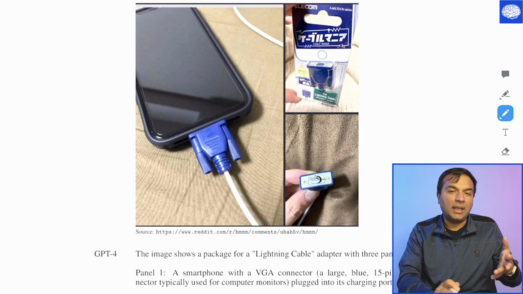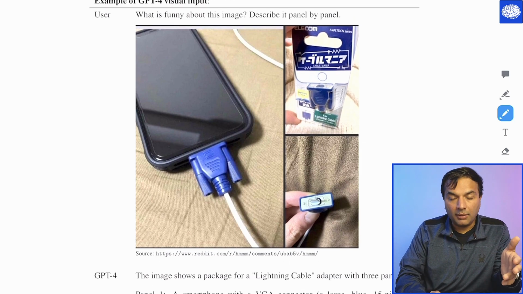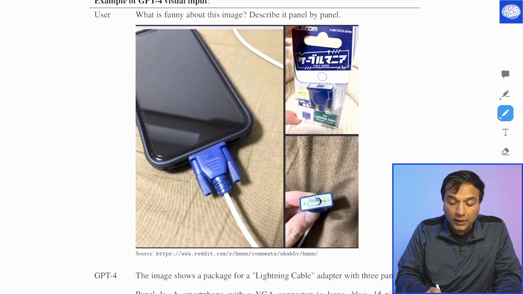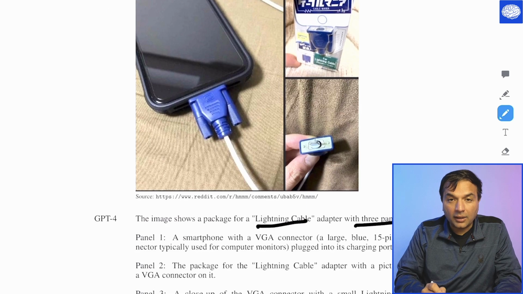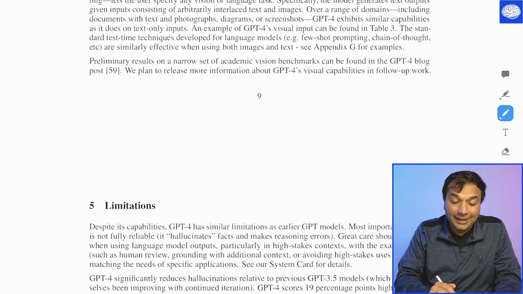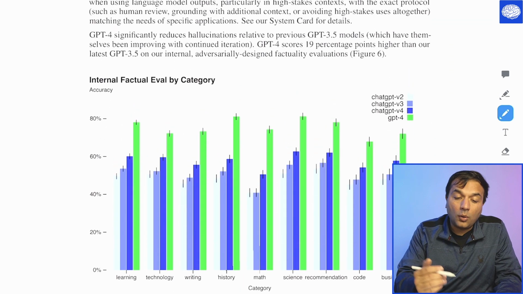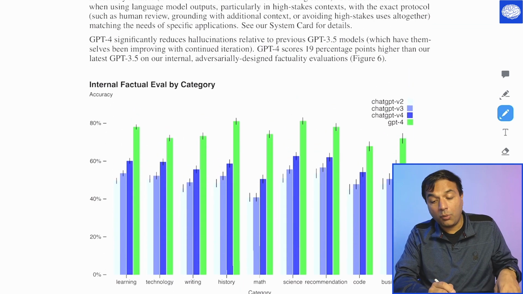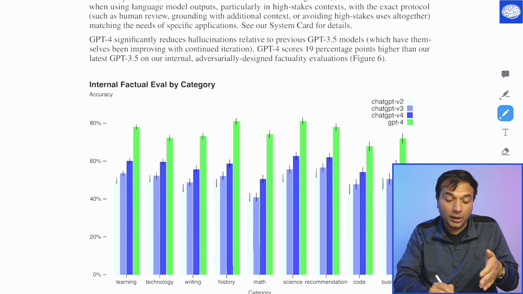Now, of course, one of the key essences of this is multimodal imaging. They give this example: show this Lightning cable adapter with three panels, and it can look at the actual image and then figure out what kind of packaging it is, etc. And then they go into limitations. Again, it is very important that you get up and read that particularly by yourself.